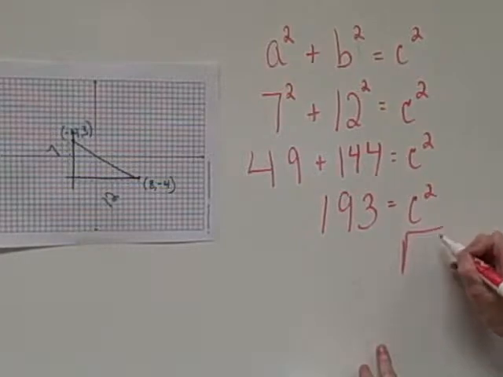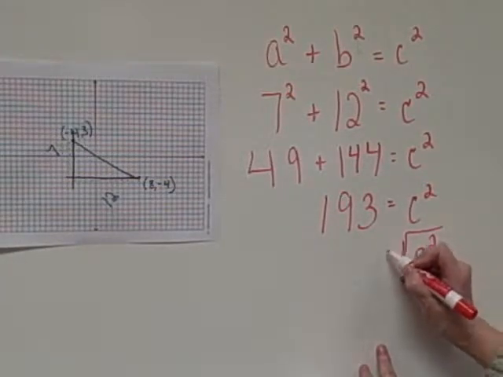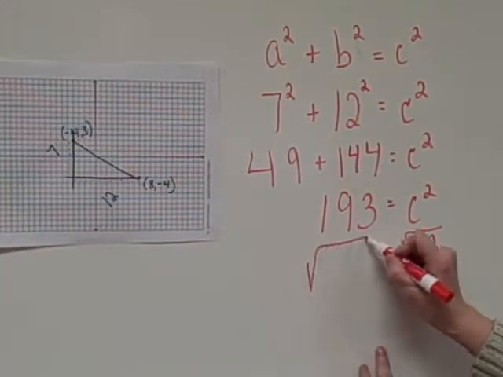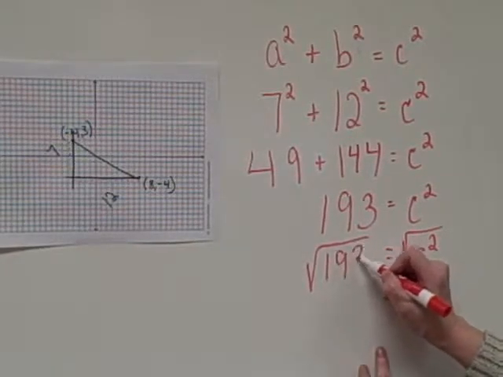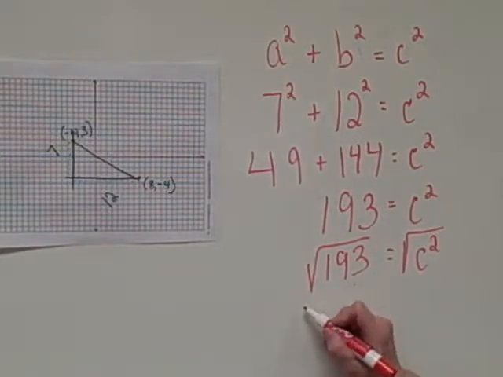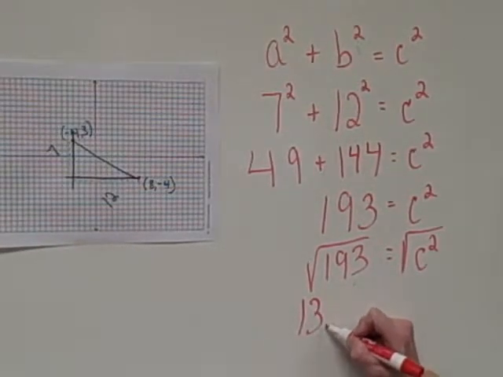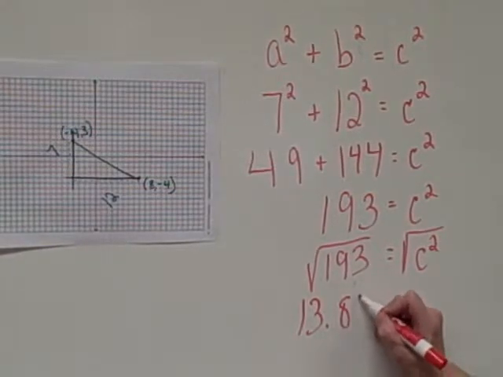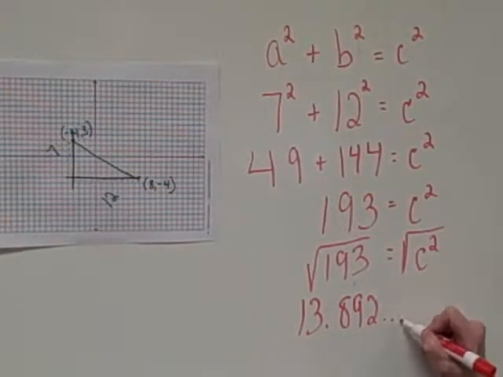Like we did earlier, the square root of c squared will isolate c. What I do to one side, I do the same thing to the other side. The square root of 193 is not a whole number. We get 13.892, and it keeps going.